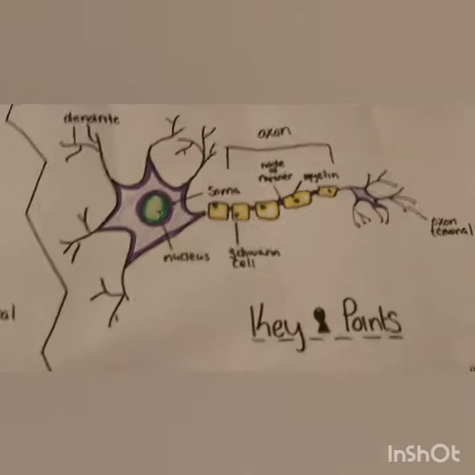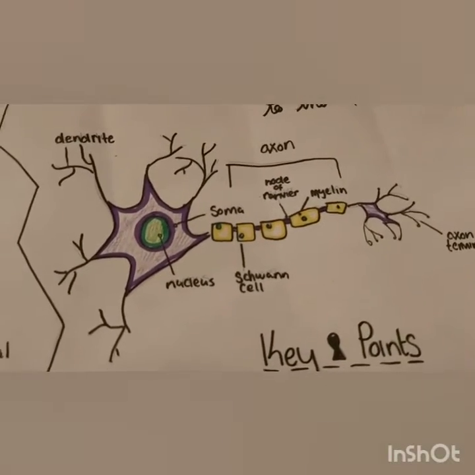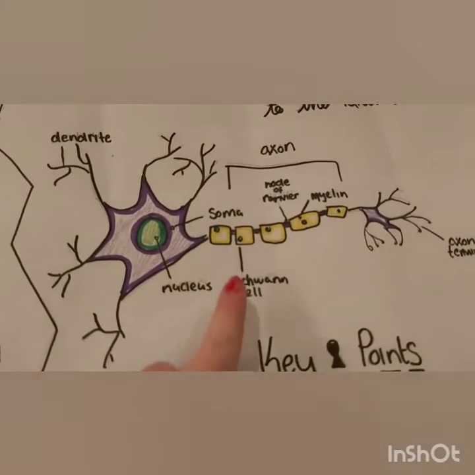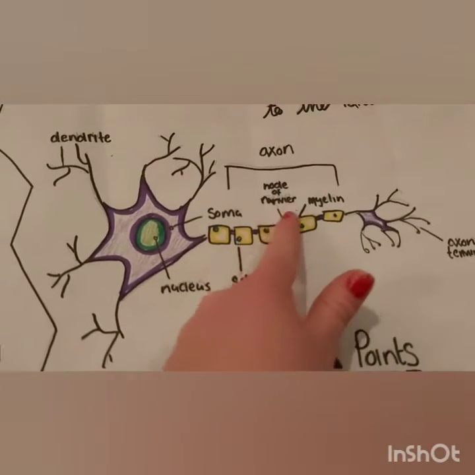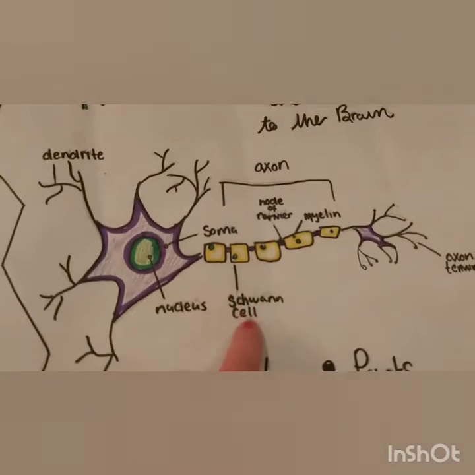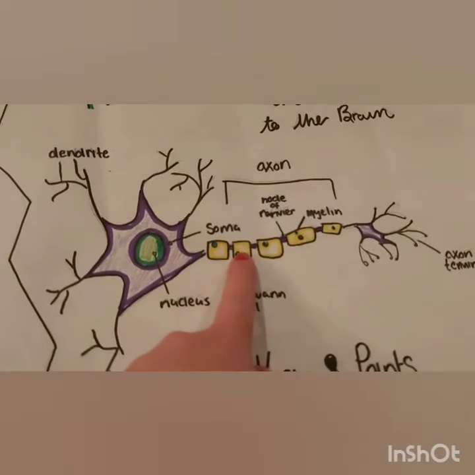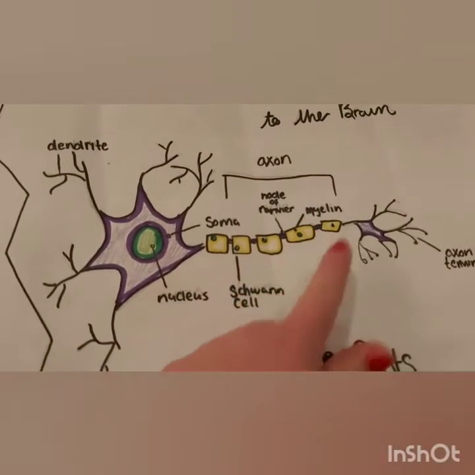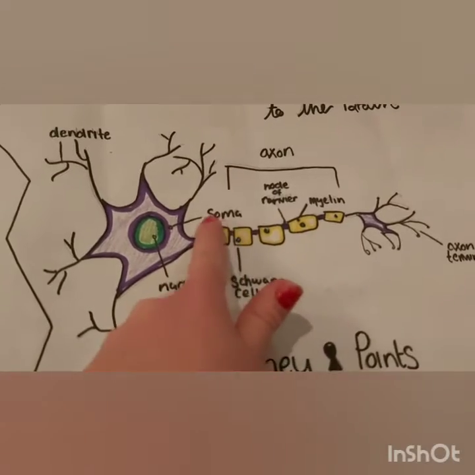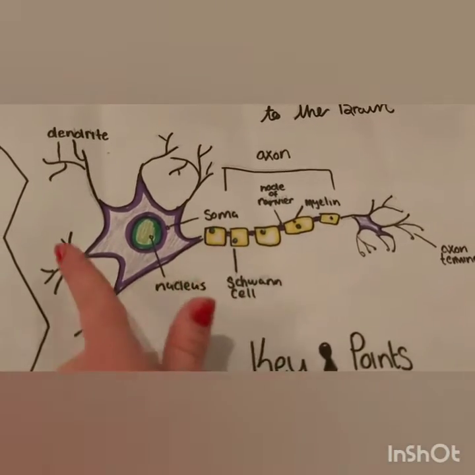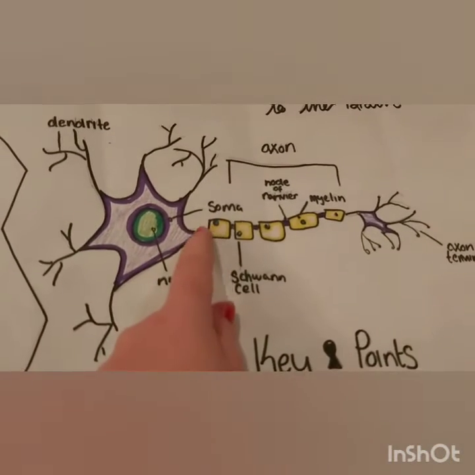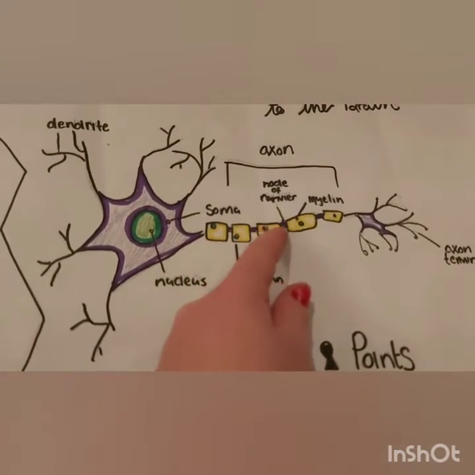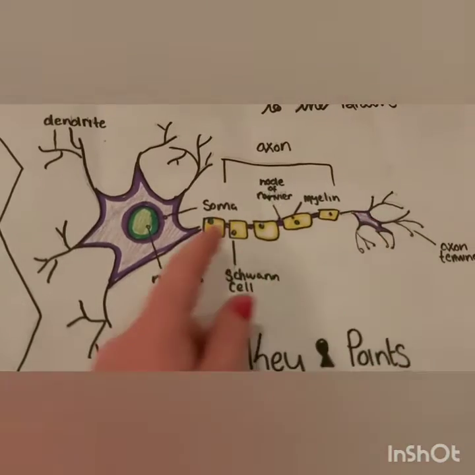So there are 3 things in the axon we have to look out for: the Schwann cell, the myelin sheath, and the node of Ranvier. The Schwann cells create the myelin sheath, which is the fatty substance that insulates the impulse coming through the neuron. The node of Ranvier is how the impulse travels through the axon.